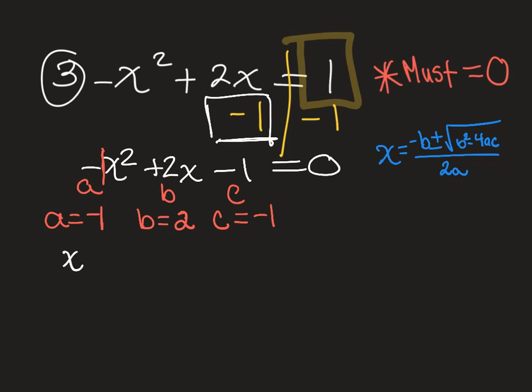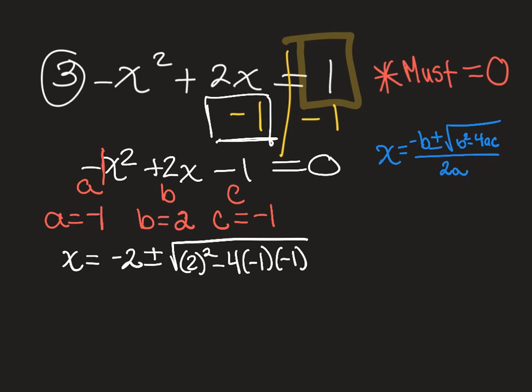I'm going to have x equals the opposite of b. So b was 2, so the opposite of b is negative 2, plus or minus the square root of 2 squared minus 4 times the negative 1 times the negative 1, all divided by 2 times a negative 1. I'm going to look at my discriminant first, this thing right here. I'm going to do it piece by piece. So 2 squared is a 4 minus 4. This negative 1 times this negative 1 right here makes a positive 1.